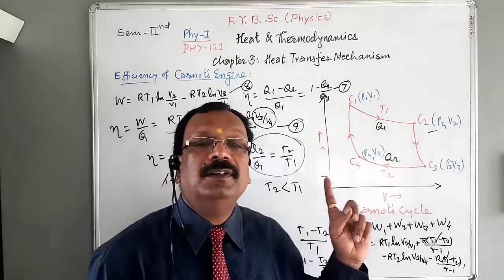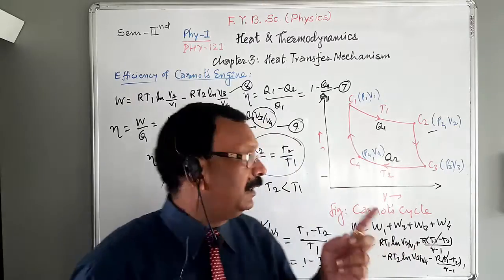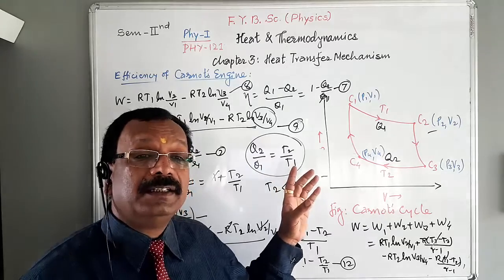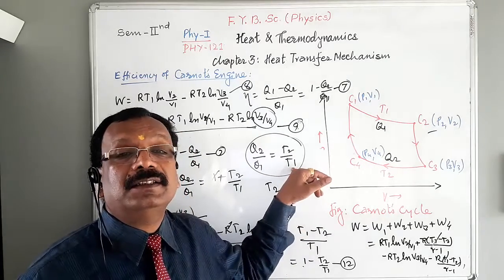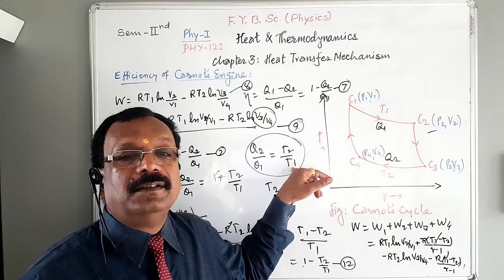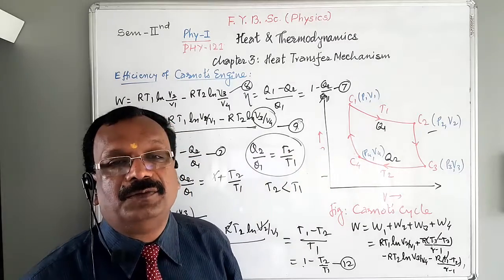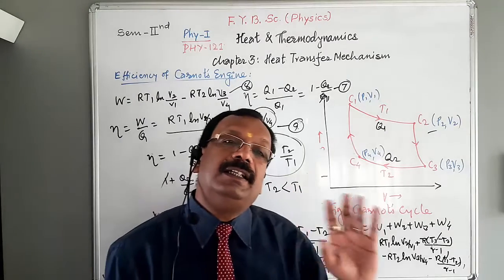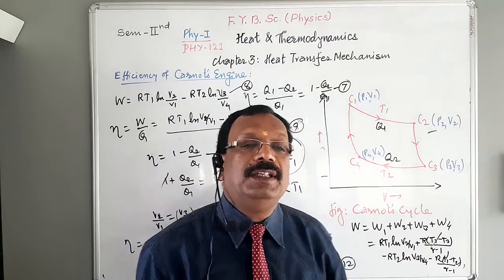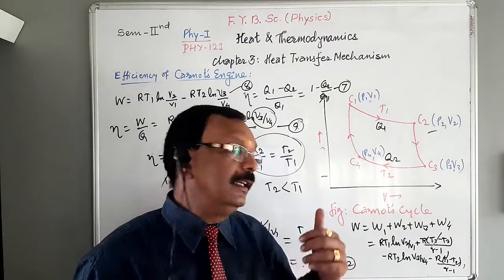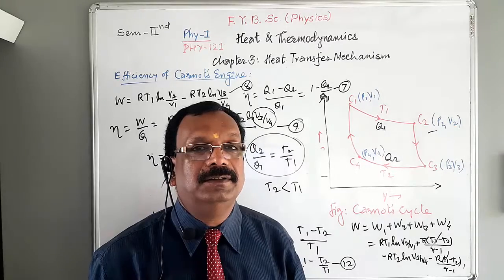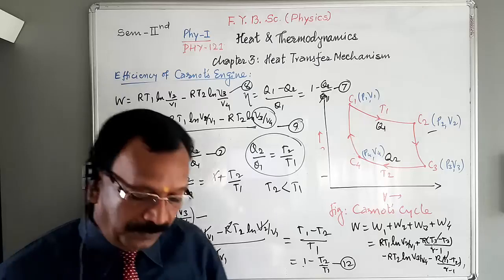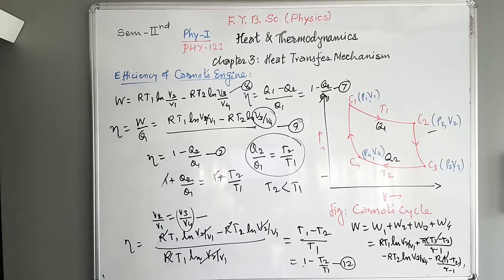Also from this we found another thing: the efficiency of Carnot's heat engine is 100% if T1 is infinite or T2 is 0. But neither of these situations is physically realizable. So the efficiency of a heat engine is always less than 100%. In this way we studied the efficiency of Carnot's heat engine.